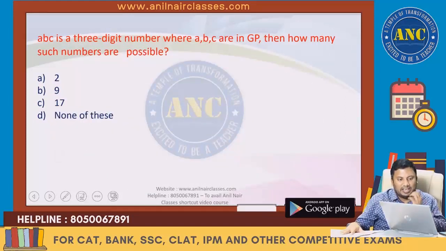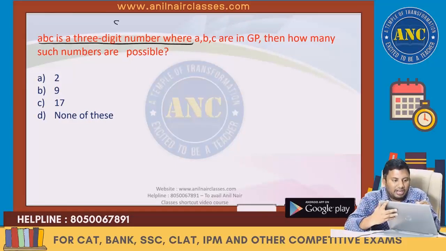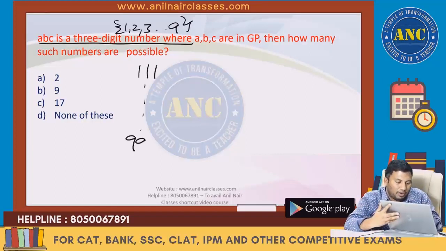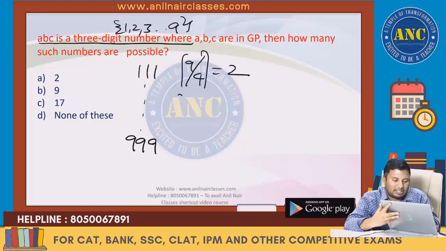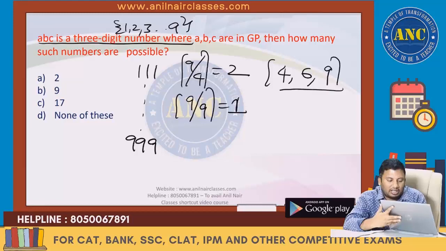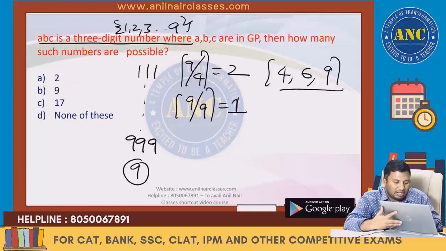So ABC is a 3-digit number. 3-digit number means I will use the digits from 1 to 9. So there is no condition on ABC. A less than B less than C is not given. So 111 to 999. 9 divided by 4, I got 2 cases. 9 divided by 9, I got 1 case. Then 2 2s are 4, 2 3s are 6. 36, I got 9. So here I got 9 cases.